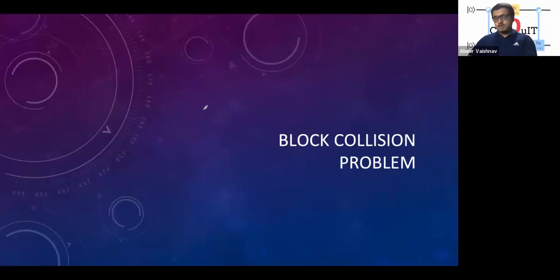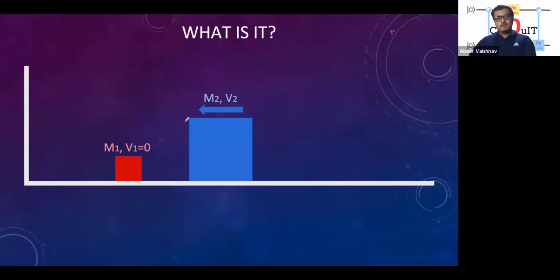The first one is the block collision problem. And how it starts is something like this. You have two blocks. The mass of one block is m2 and the mass of the other block is m1. The velocity of the smaller block is v1 equal to 0. That means it has no velocity. And the velocity of the bigger block is v2. So it is moving with some velocity in this particular direction.